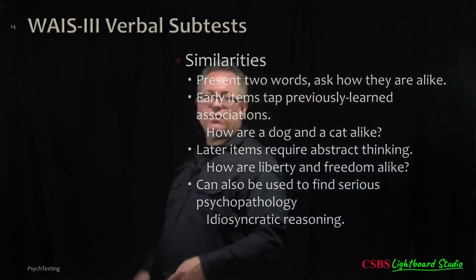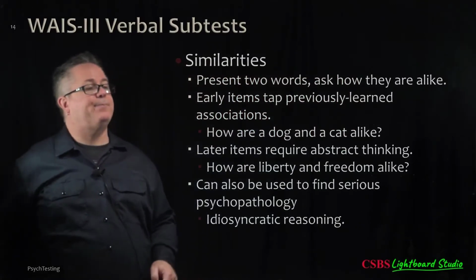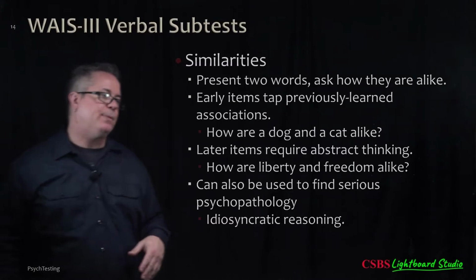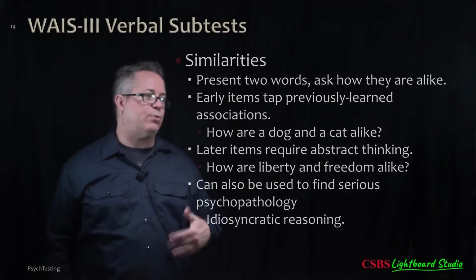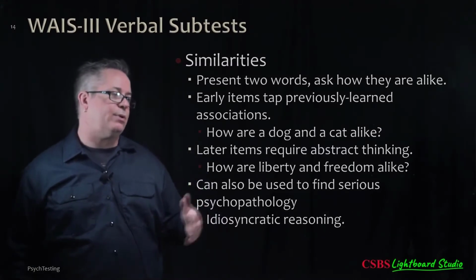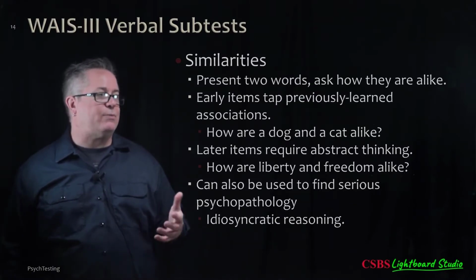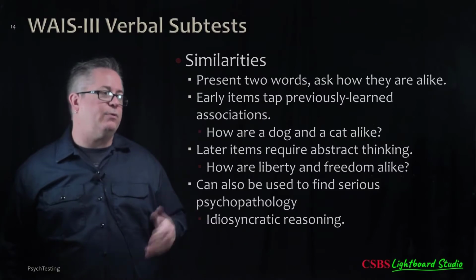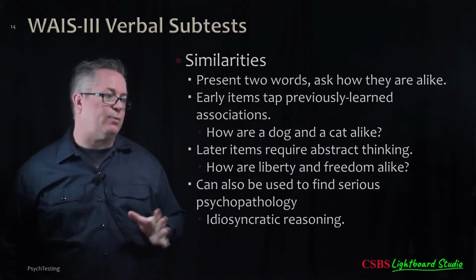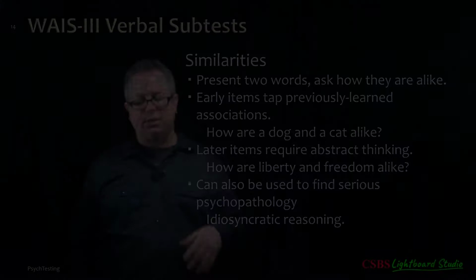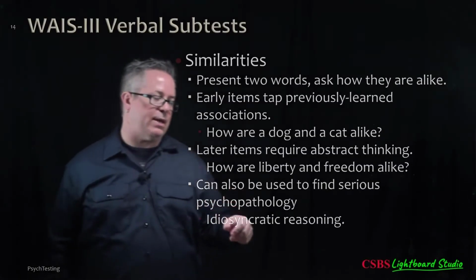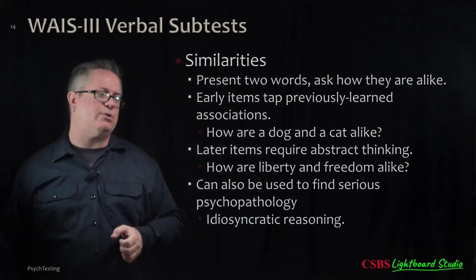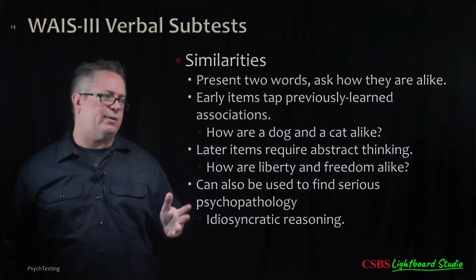Similarities, you present two words and ask how they are alike. So this is similar to like an analogies test on the SATs or something. Early items tap previously learned associations, like how are a dog and a cat alike. Later items require abstract thinking, like how are liberty and freedom alike. Can also be used to find serious psychopathology, like idiosyncratic reasoning. If you ask how a dog and cat are alike, and their answer is something out there, you can sort of get at that they have a very strange reasoning.